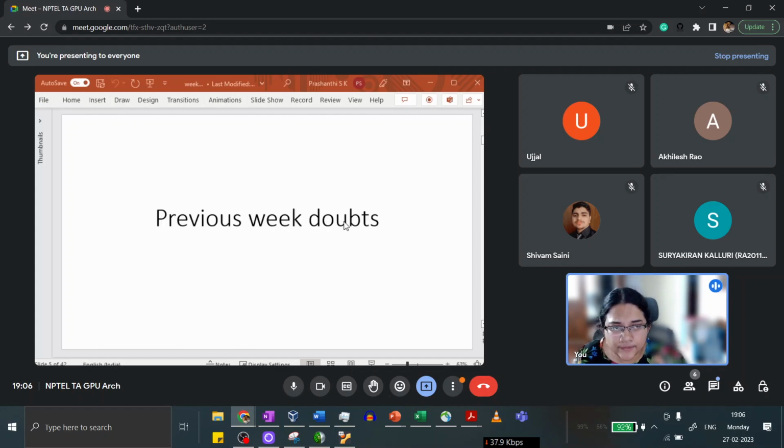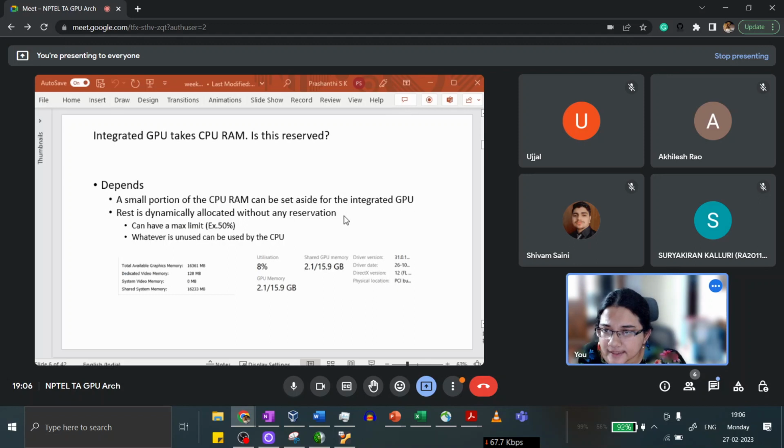Before that, there were 2 or 3 interesting questions that I got last time, so I've picked those up. The first question was: an integrated GPU uses up the CPU RAM itself. Is there some kind of reservation that's done for this? Last week I told you that mostly there is no reservation, but today I'll give you a slightly more detailed answer than that.